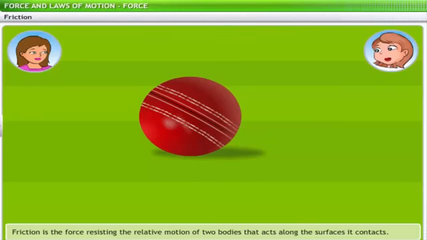Do you see any force being applied to stop the ball? No, ideally the ball shouldn't stop, right? No one applied any force to stop it. The ball stopped due to a force called friction. Friction is the force resisting the relative motion of two bodies that acts along the surfaces it contacts.